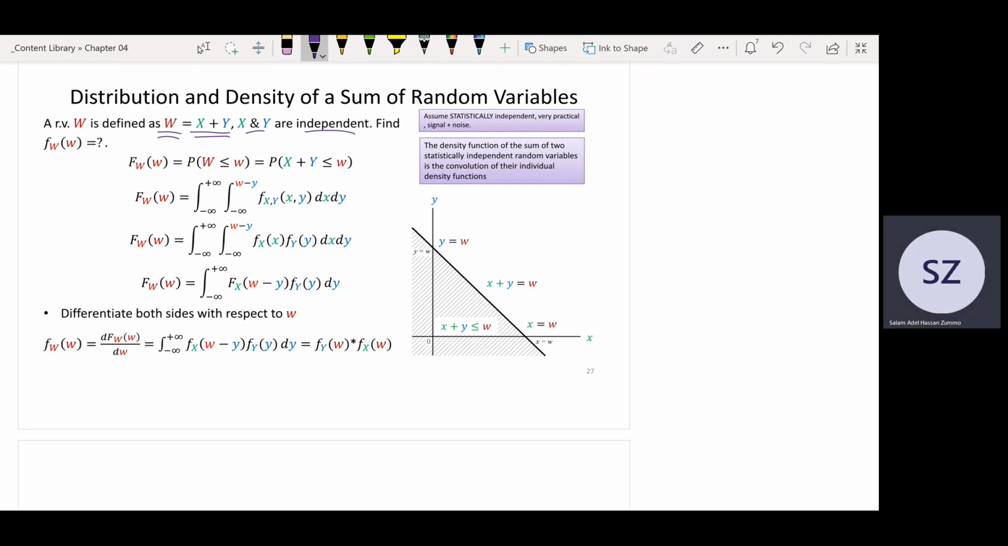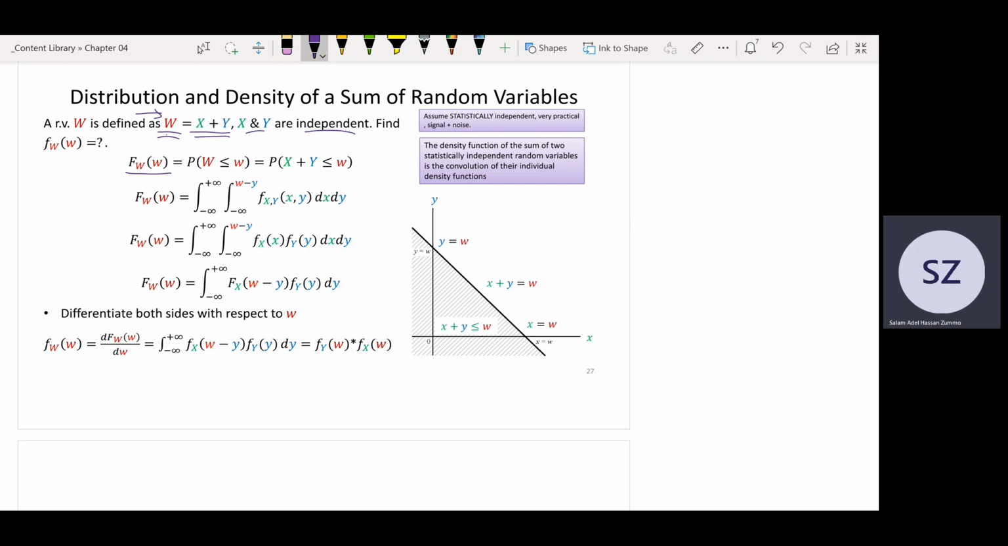And we are interested in the received signal, which is the noisy signal. In this case, we are interested in finding the PDF of the received signal, which is W. Okay? Well, this is one example. So in order to find it, again, we always go back to the definition. So we usually start with the CDF.